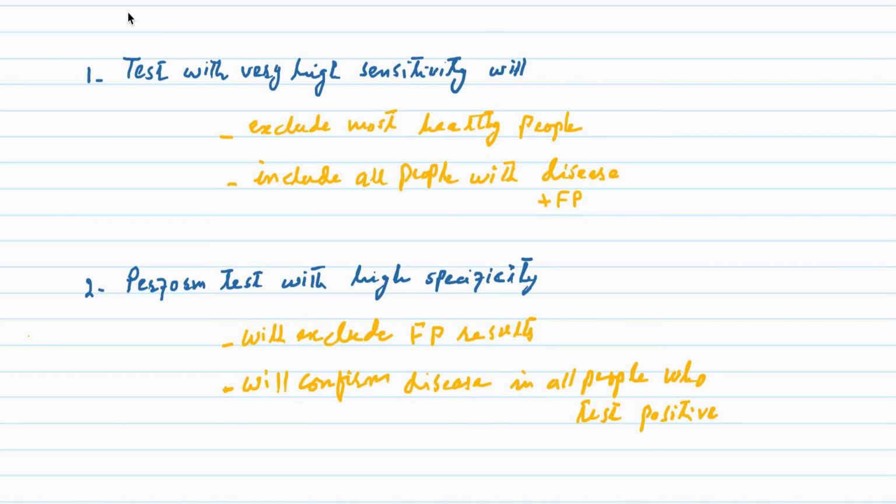This will exclude false positive results and test will be positive only in people who have disease, and this will confirm the diagnosis. We can perform these tests in series, like first we perform test with high sensitivity and then we perform a test with high specificity on people who test positive in first test. However, in emergency setting where a rapid diagnosis is required, we can perform all the tests together to establish diagnosis in short period before starting treatment.